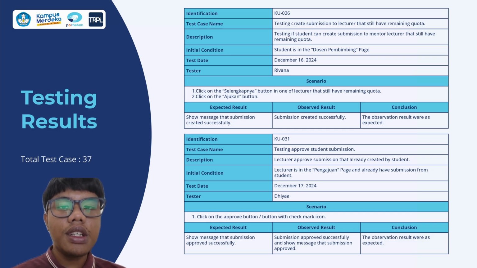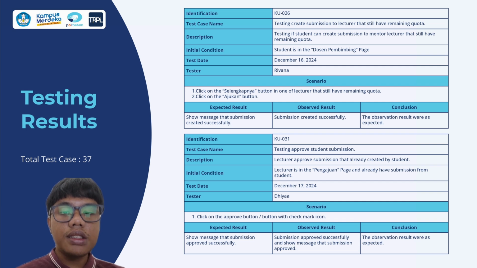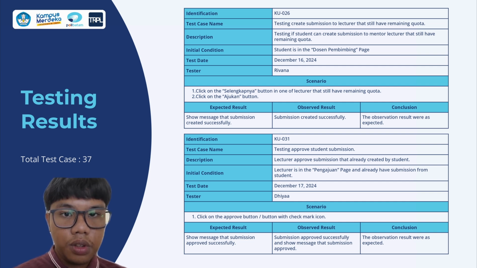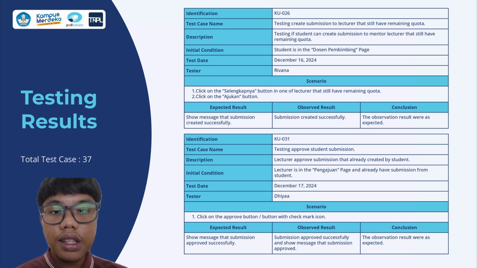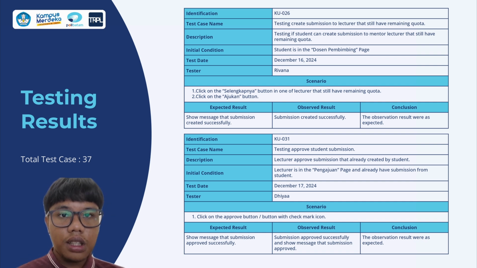And now is the testing result. Actually, we have 37 total test cases, but in this section, I will show 2 of them. The first one is identified as KU026. The test case name is Testing Create Submission to Lecturer that still has remaining quota. The description is testing if a student can create a submission to a mentor lecturer that still has remaining quota. The initial condition is the student is on the Dosen Pembimbing page. Test date is December 16, 2024.